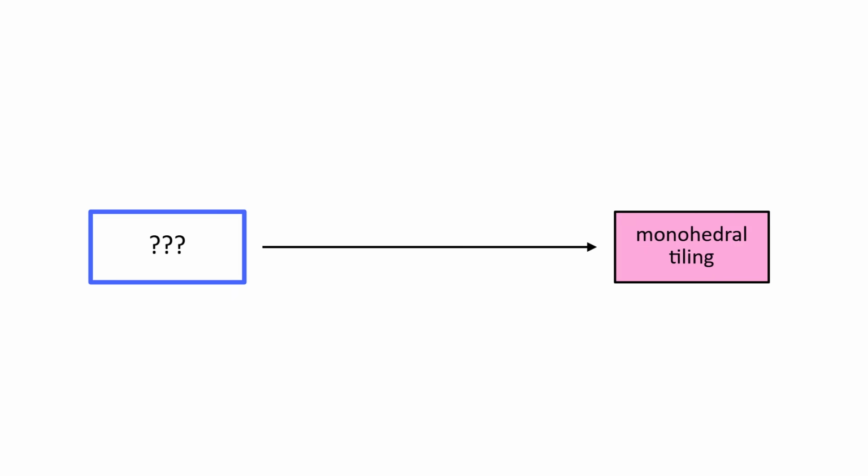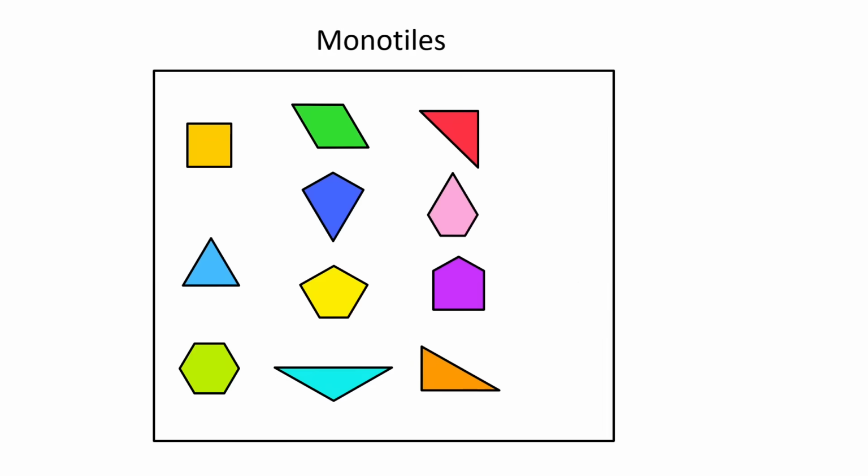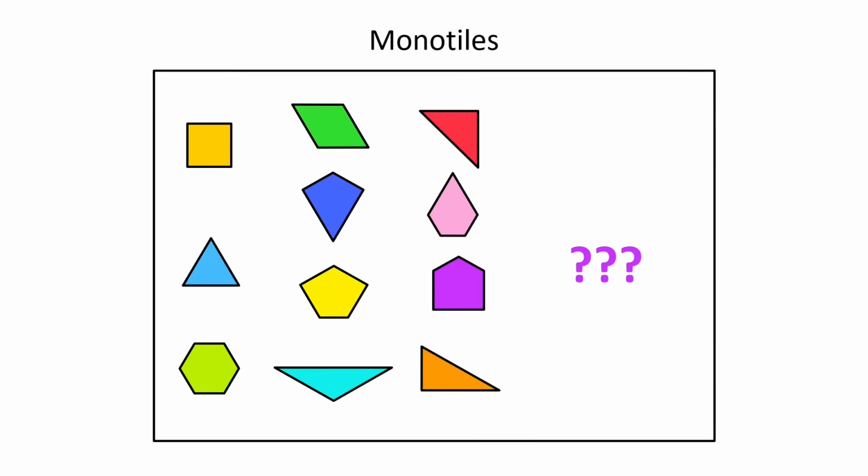If a shape can form a monohedral tiling, it's said that the shape tiles the plane, and the shape is known as a monotile. As we've seen, all the Laves tilings are monohedral, meaning their corresponding shapes can all tile the plane. But what other shapes can tile the plane? Your first thought might be rectangles. They can tile the plane in several unique patterns.